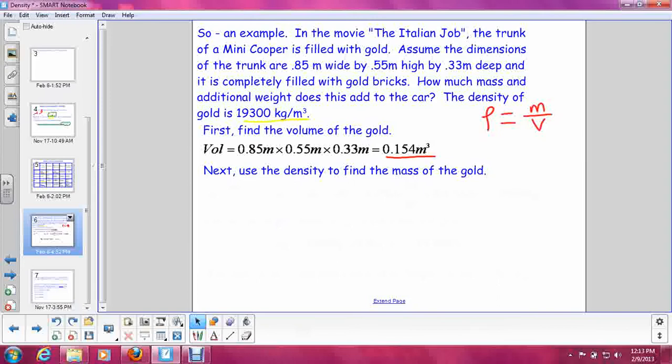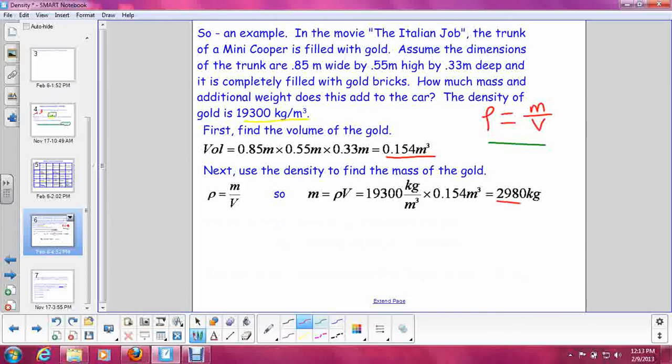So if we want to solve for the mass, we use our equation over here, and we plug in for volume and density, and we solve for mass. And when you do that, it turns out that a mass of this much gold is going to be 2,980 kilograms. That's pretty hefty. So we know how much mass is added to the car. It's 2,980 kilograms. But this question's also asking us how much weight does this add to the car.